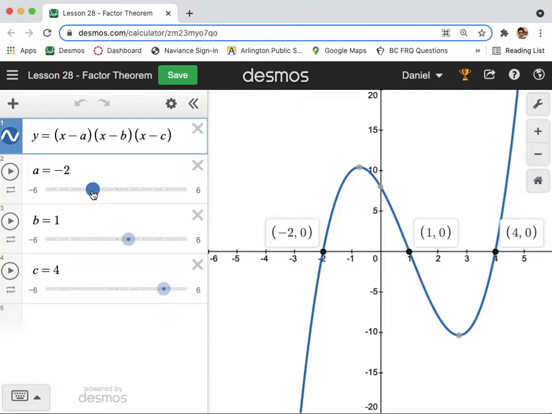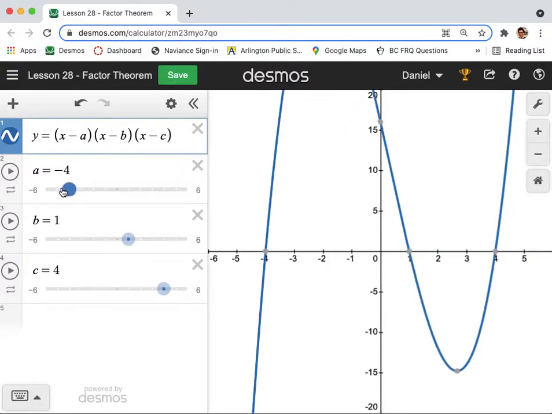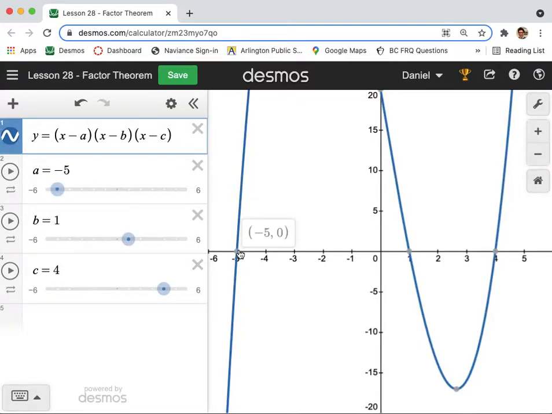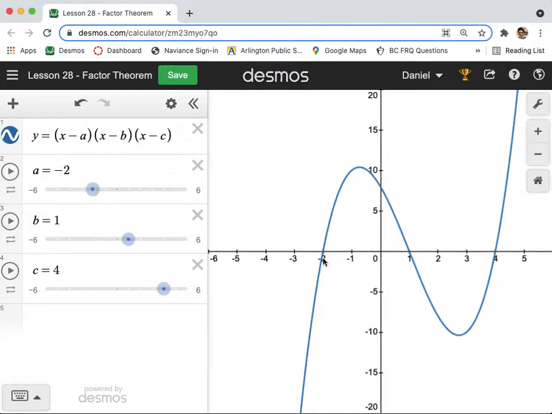So if I were to move that root, maybe make that a be negative 3, well, now the x-intercept has moved to negative 3. Notice how the other ones didn't move. Of course, all the other points on the graph did change. Got steeper and bigger and farther apart. But the x-intercepts of 1 and 4 didn't go anywhere because those are the factors x minus 1 and x minus 4. Of course, the factor of x plus 5 means the x-intercept here is negative 5. If I move that back to negative 2, we're back to where we started.